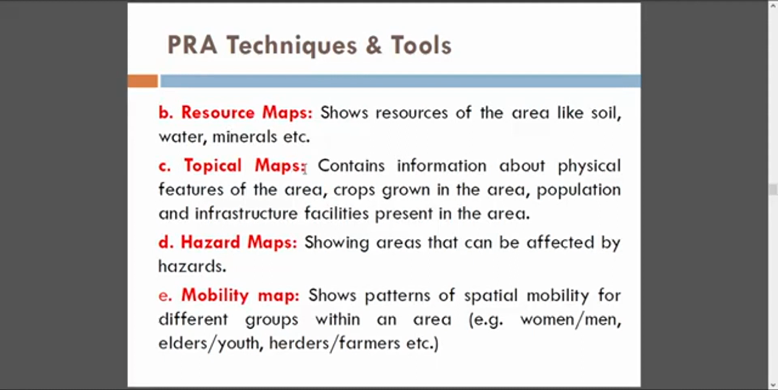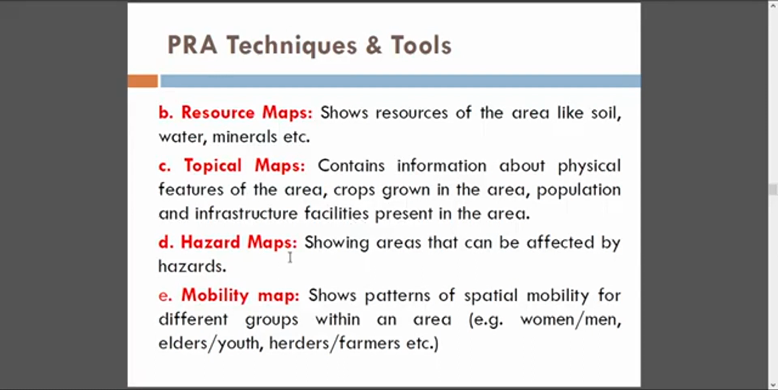We have the topical maps, which contain information about physical features of the areas, crops grown, population and infrastructure facilities present in the area. So the topical maps basically give a bigger picture of the community. Okay, so you want to see where the physical features are. You want to see the areas where the community grows crops. You want to see whether there are road networks. You want to see whether there are hospitals. So that is mainly a general map.